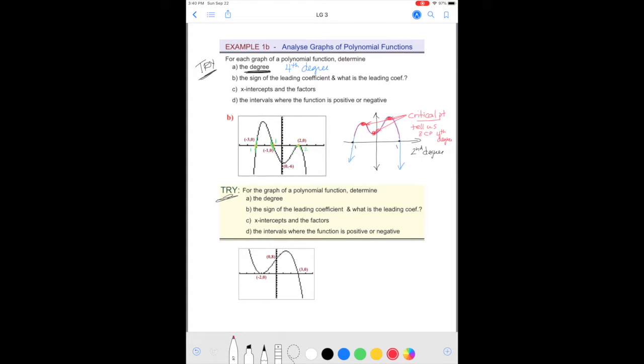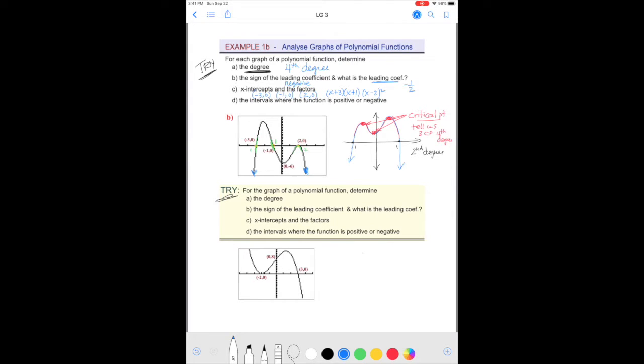Okay, so here are the answers now. I'll just put them down. It's a 4th degree. The sign of the leading coefficient is negative. And look at these arrows, they're going down, see there and there. So we know it's negative. And the leading coefficient is -1/2. The x-intercepts are (-3, 0), (-1, 0), (2, 0). The factors are x plus 3, x plus 1, x minus 2 with multiplicity 2.